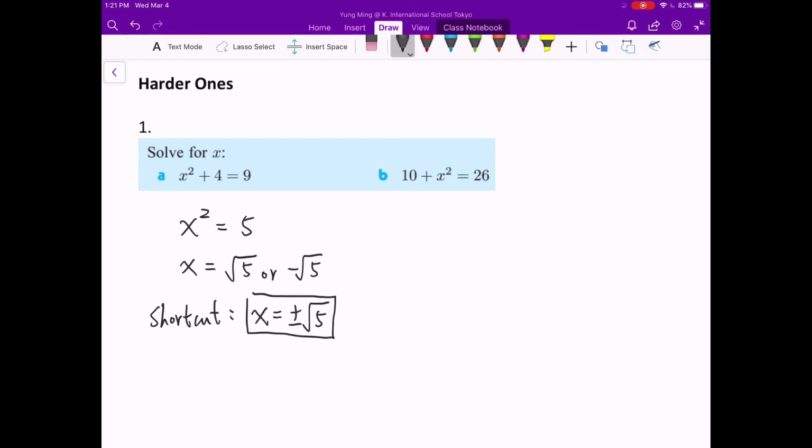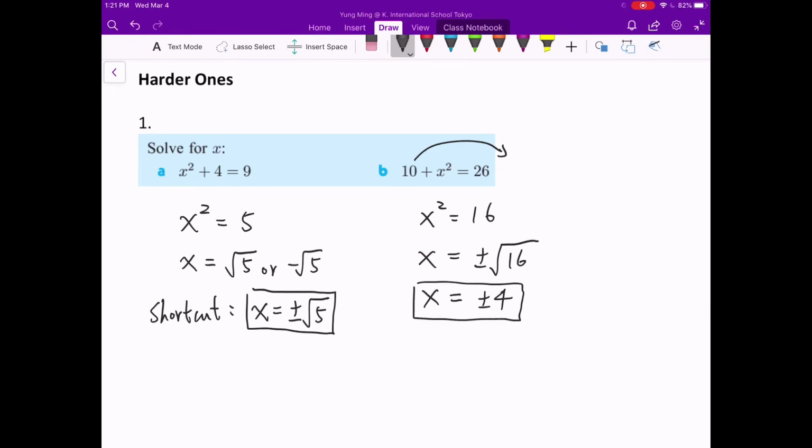The next one, you have x squared equals 16. If you move the 10 to the other side, that becomes a minus 10. In this case, you get x equals plus or minus root 16. And in that case, root 16 is equal to 4. So we really mean plus or minus 4. So that's your answer.